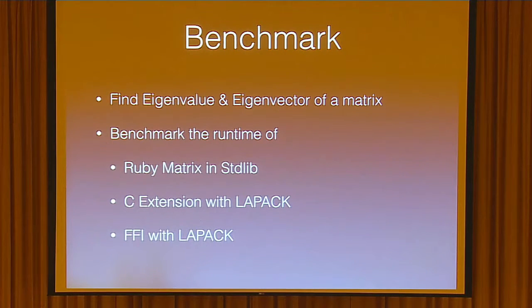So at last, the main question is how much better does it perform compared to ordinary Ruby? Here is a benchmark which finds the eigenvalues and eigenvectors of a matrix. We benchmark the runtime of simple Ruby using the built-in Matrix class in the standard library, and a C extension using LAPACK. I know it's an unfair comparison because LAPACK is a lot faster and optimized, but the point of using native code is that we want to become faster.